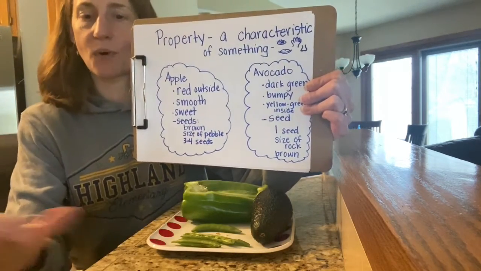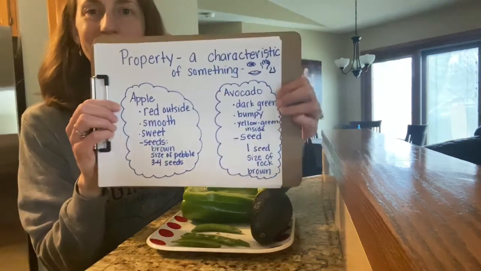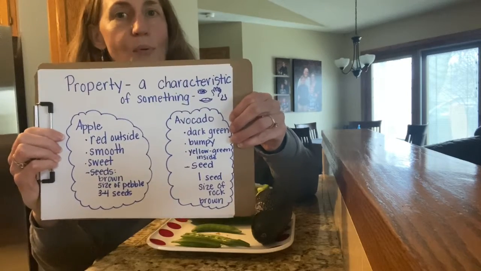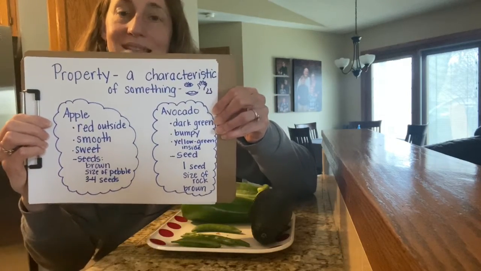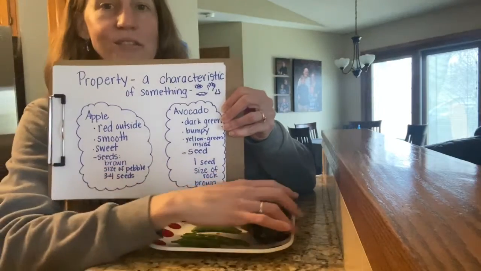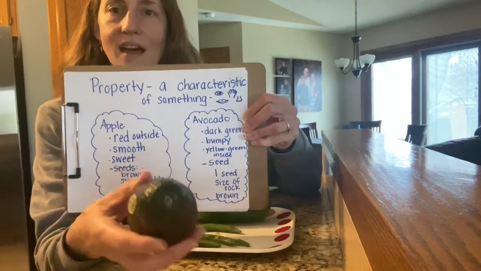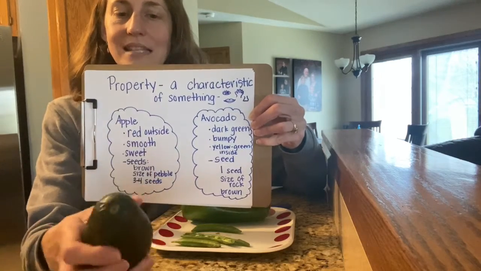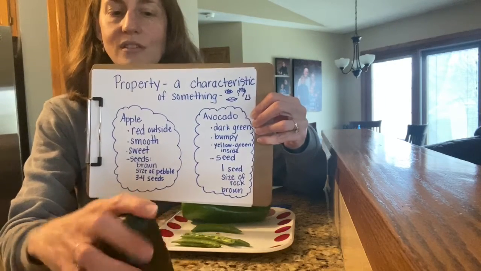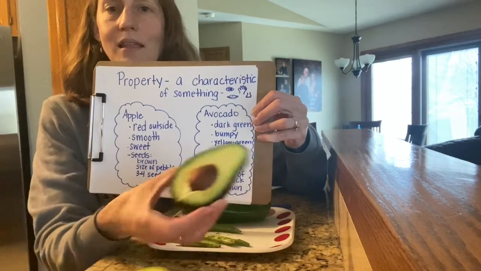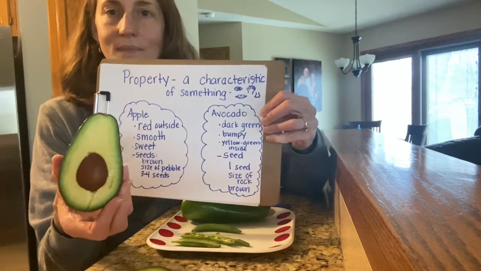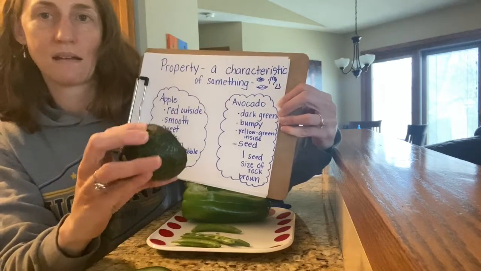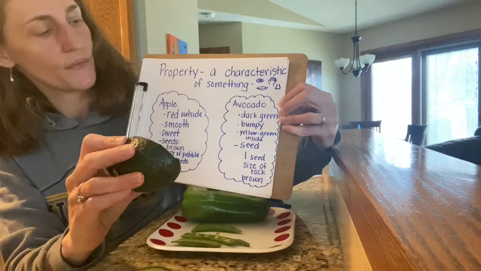Now, I did this for another fruit as well, and again, to kind of prove the point that all fruits have their own special set of unique properties, I chose the avocado to do next. So the avocado is a dark green outside, but it's like a yellowish green inside. And I wrote down that it's bumpy on the outside, has kind of a bumpy texture.